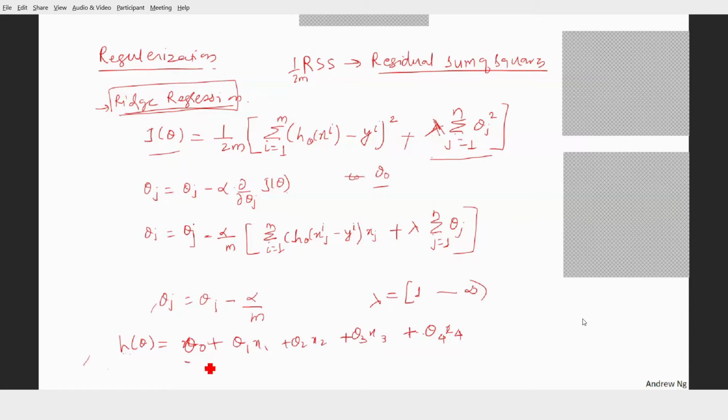Now what is theta 0? What is the value of our h theta, our estimate, when all our inputs are 0? That is, when x1 is equal to 0, when x2 is equal to 0, when x3 is equal to 0, and when x4 is equal to 0. What is your estimate?